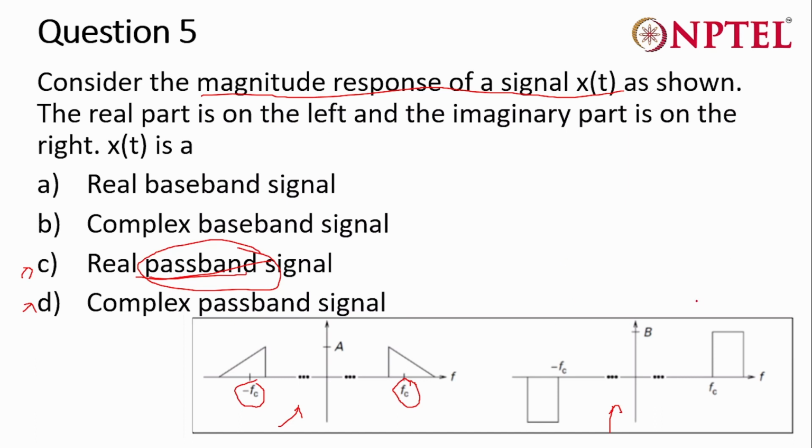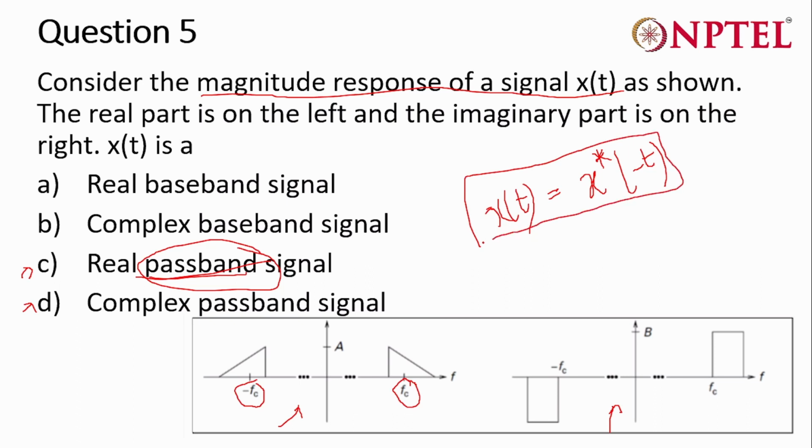So how do you find a real signal? Sorry for my poor writing, guys, my pen is having some issue. If your x of t is equal to x conjugate of minus t, that is, if your x of t is conjugate symmetric, then it means it is a real signal.